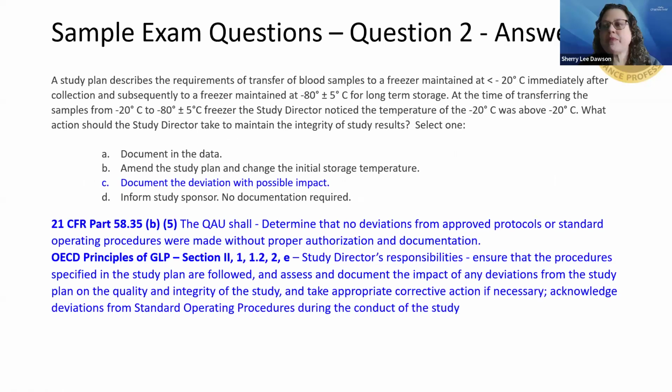Now, if your wording is what the regulators like to say, wishy-washy in your protocol, then it will default to your SOP. So if you indicate, set to maintain or approximate or whatever, that would allow you to defer to your SOP, or if you say within your SOP.